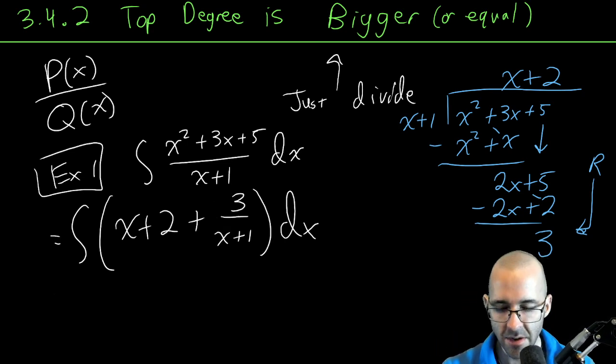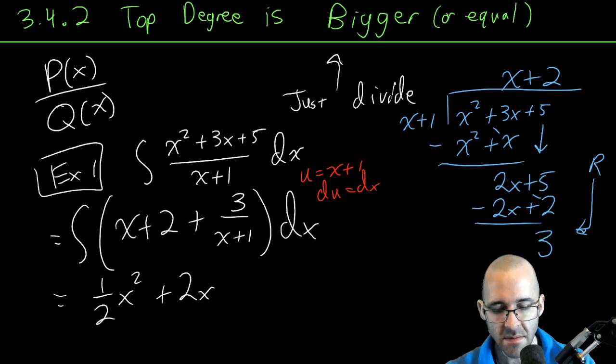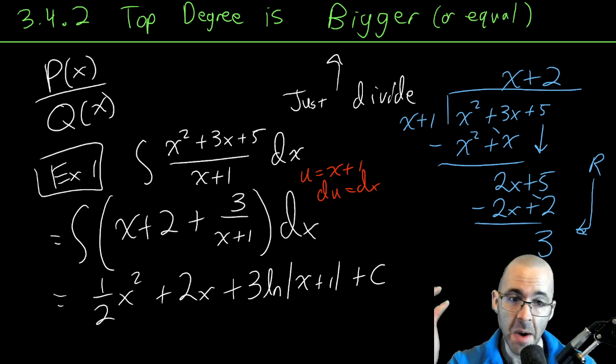And now we can do this integral. 1/2 x squared plus 2x. And then again, you could go around and set up a u substitution. du is dx. But for time purposes, we've done plenty of that. I'm not going to do it here. This is going to be 3 natural log of the absolute value of x plus 1 plus c. And we're done.